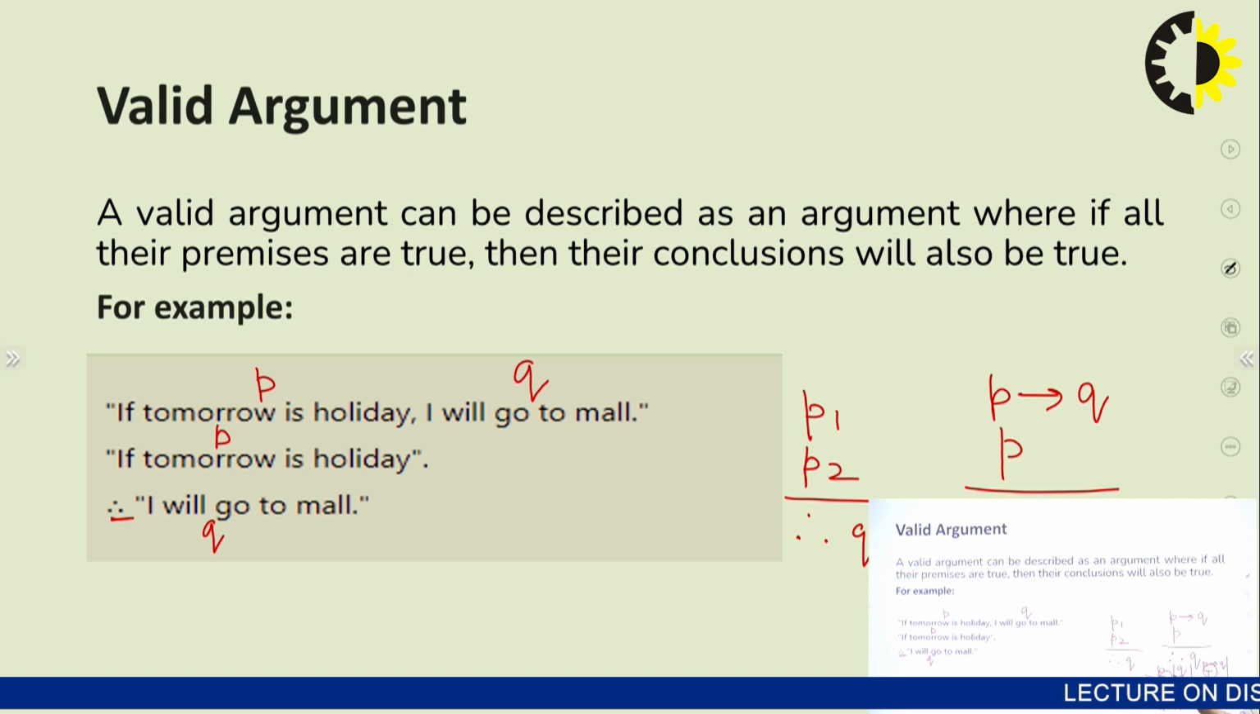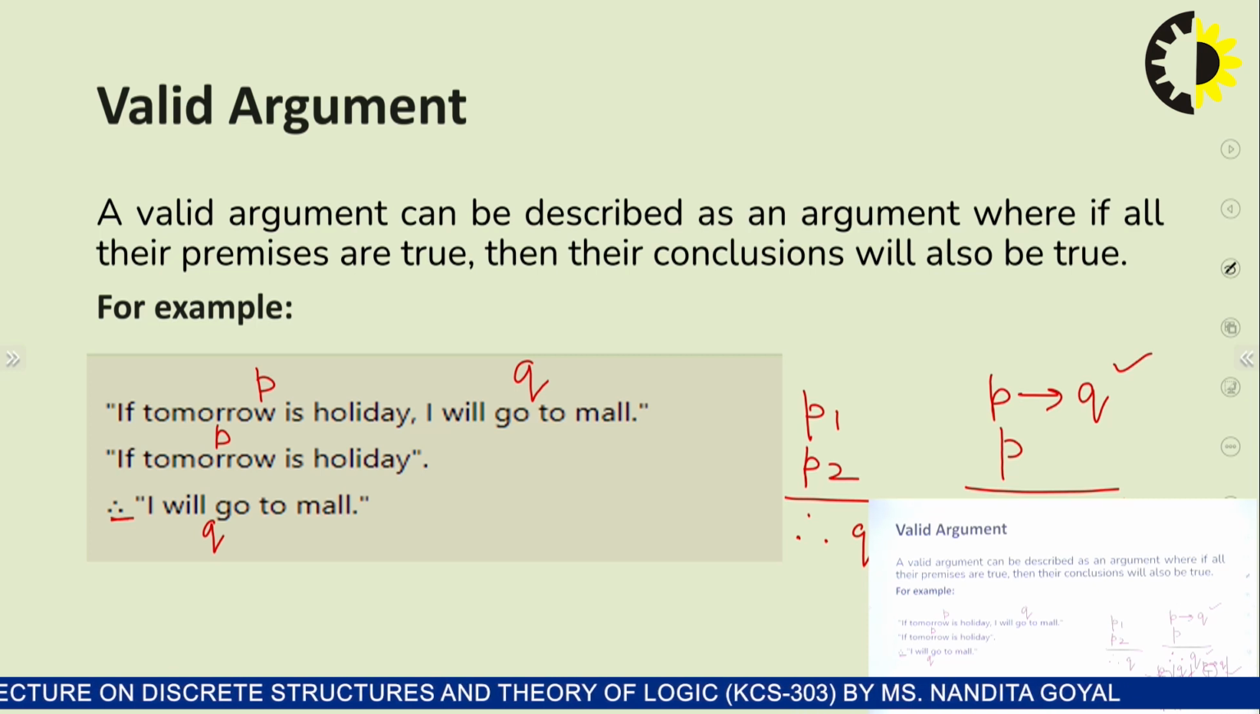So here I need to actually check the value of my conclusion. It should also be true. So in this critical row where my P and P implies Q are true, the conclusion is Q. So Q is also true. So what can I say? I can say that this one is a valid argument, since wherever my premises are true, my conclusion also holds. So this is the way we check the validity of an argument.